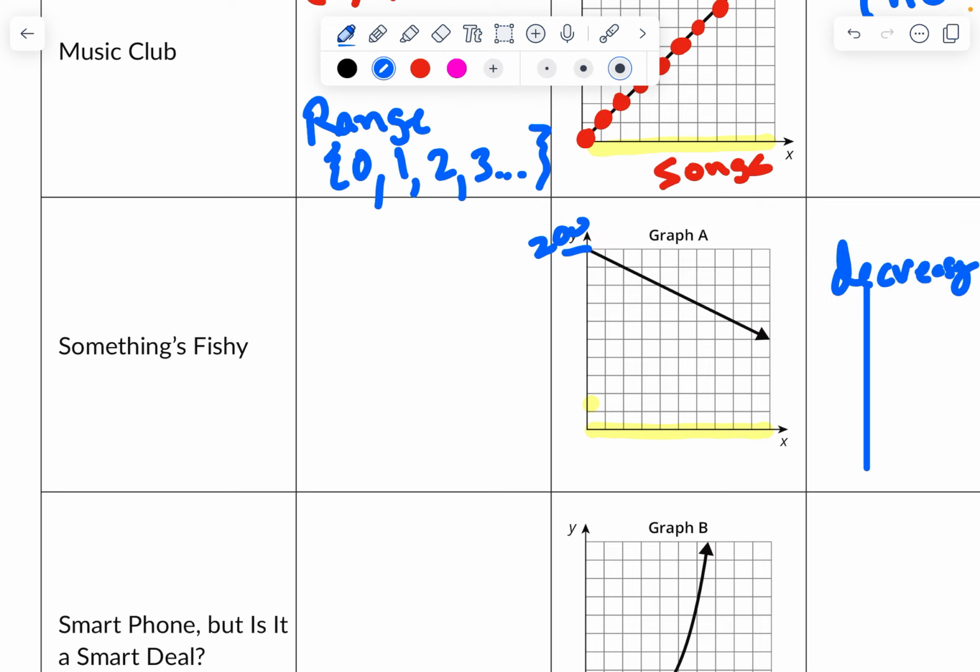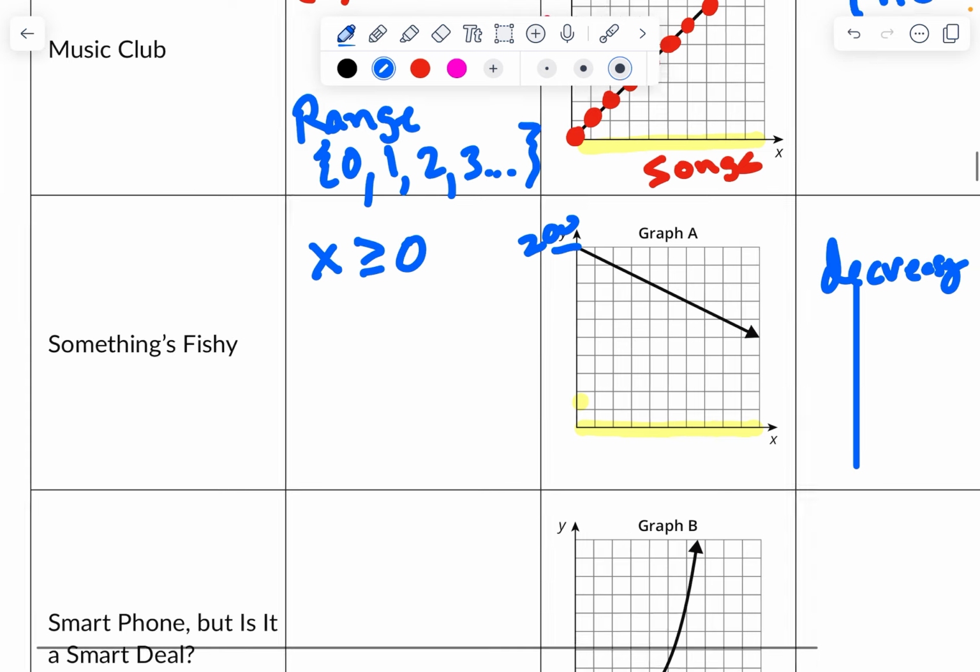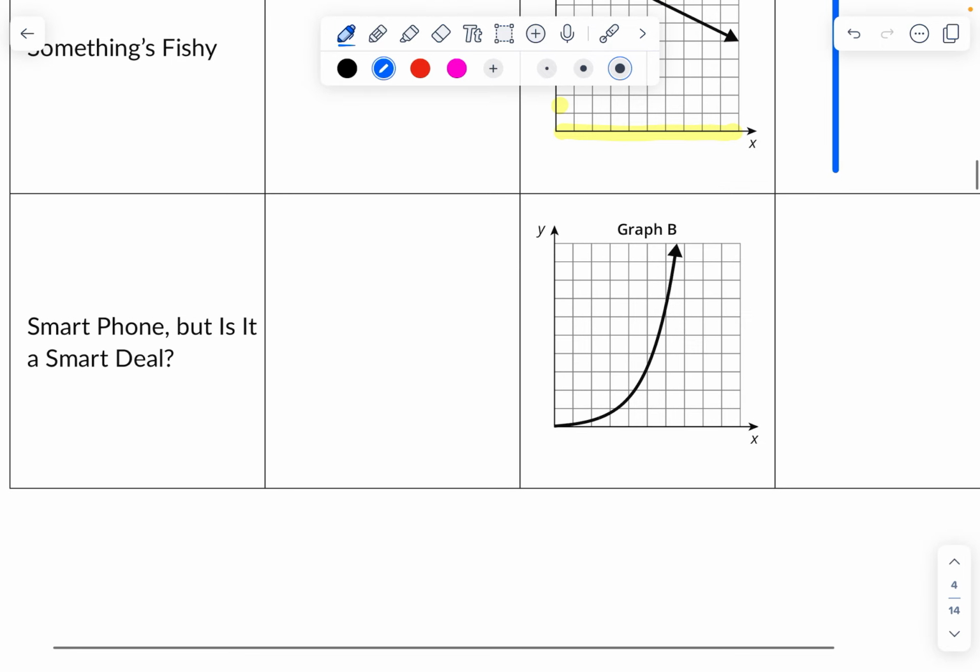But if you were just looking at this graph, you would have to say that the domain is x is greater than or equal to 0, all times greater than or equal to 0. But in reality, I want you to understand that eventually it's going to run out and there will be a right boundary in this problem. This is a decreasing graph.